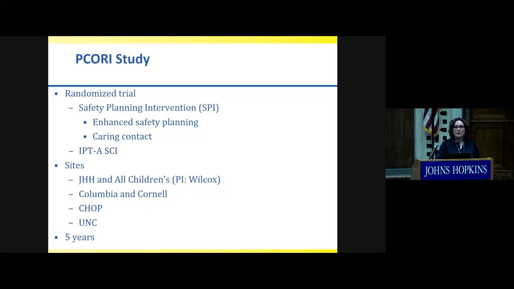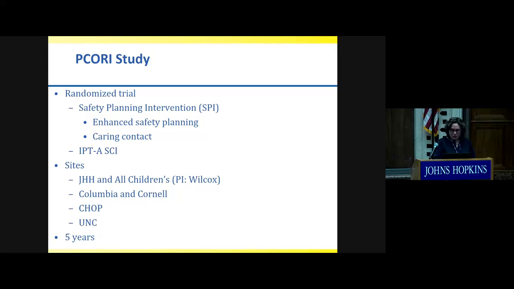So I think Holly was here. Holly is leading us in a PCORI multi-site funded study comparing the safety planning intervention, which is enhanced safety planning with caring contact follow-ups, to the IPT-A SCI. As we all know, suicide is the second leading cause of death in the youth and young adult population. There are increasing rates of suicide.